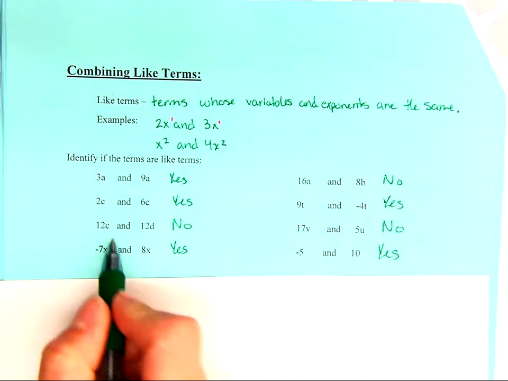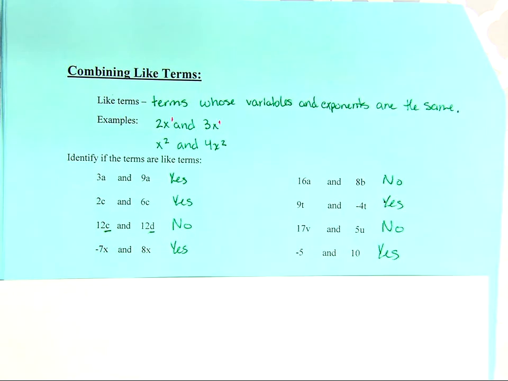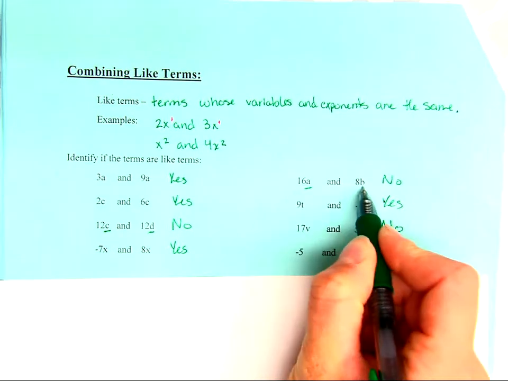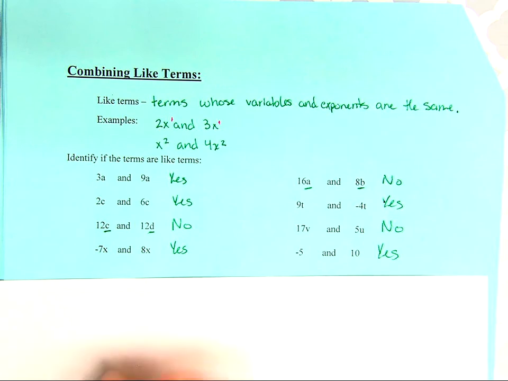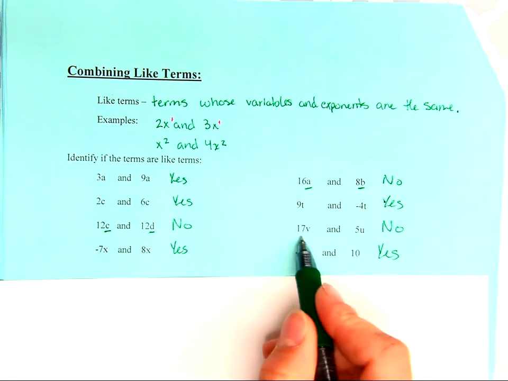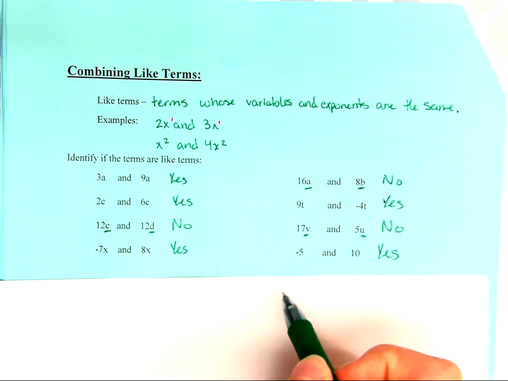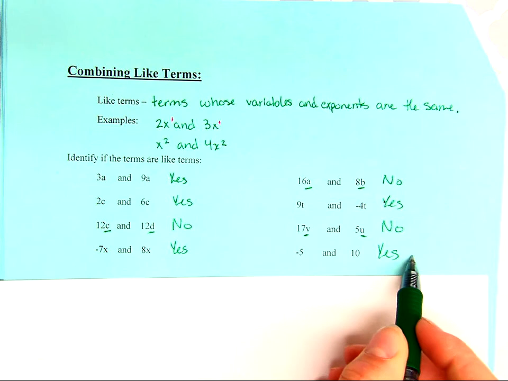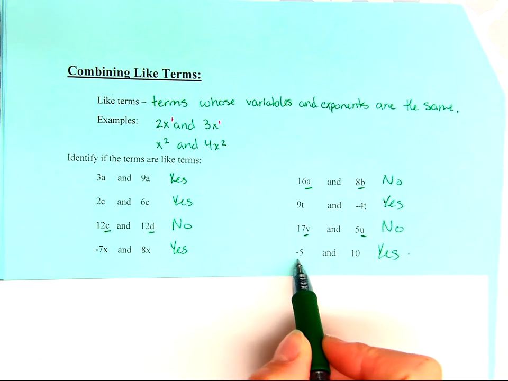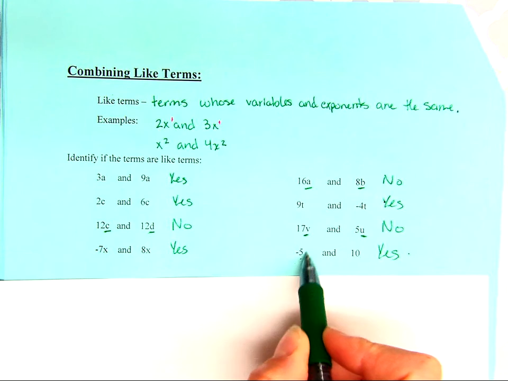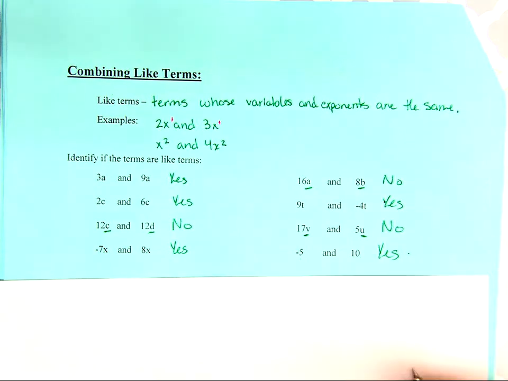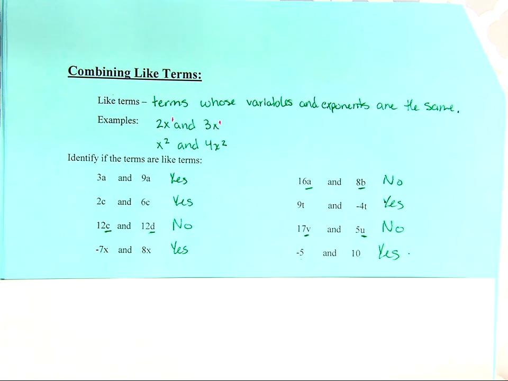Okay, so the ones that are no here, C and D is not the same letter, so they're not the same variable. A and B, same reason, not the same variable. V and U, not the same variable. So here, this is one, the yes at the bottom, that some people get wrong. Even though there's no variable, that means these are both constants, which means they are also like terms. So our constants that don't have variables are always like terms because we can combine a number and a number.